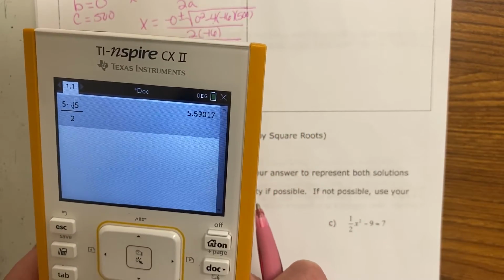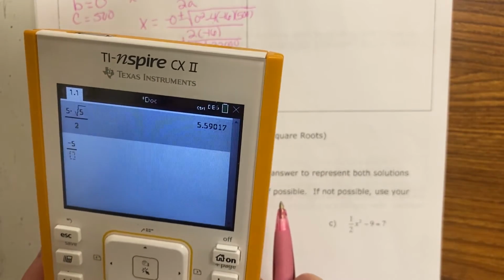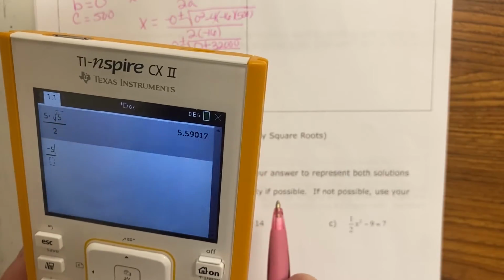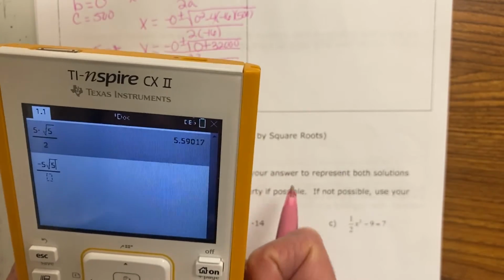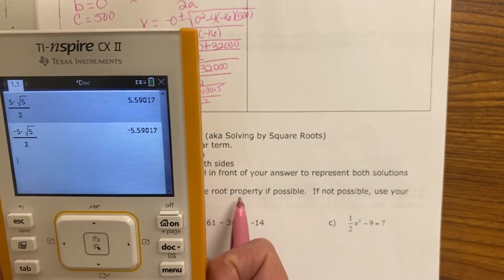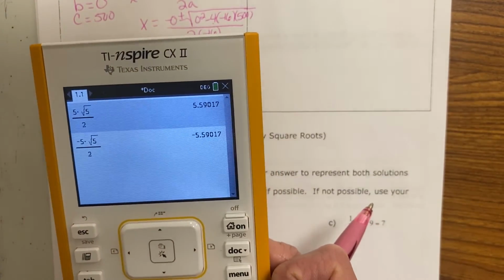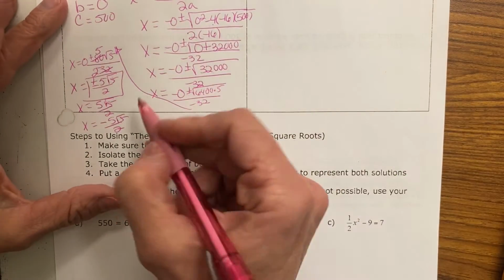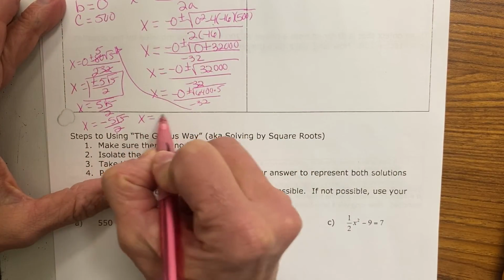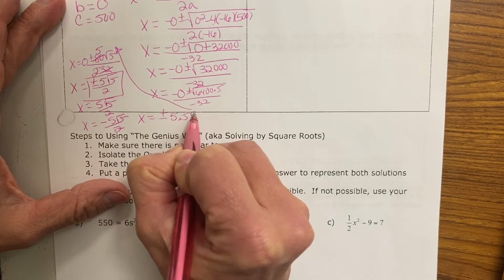And then we would hit Control Divide, and we would put a negative 5 square roots of 5, and then we would put a 2 here, and that's going to be negative 5.59. So you can see that these are actually the same number, but I just wanted to show that to you. Okay, so then x is equal to plus or minus 5 square roots of 5 over 2.